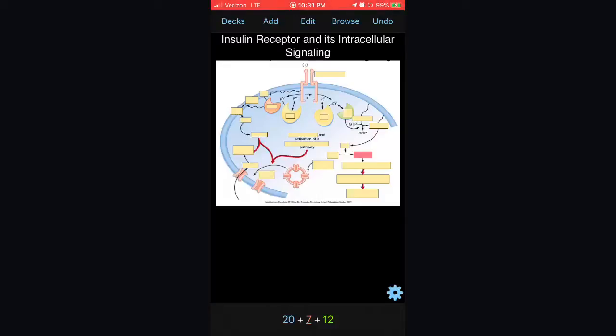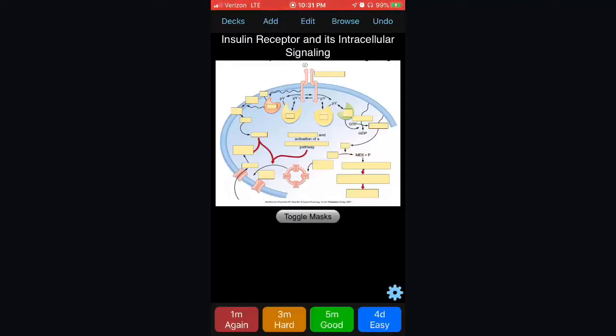Ooh, that's not the insulin receptor. Sorry, there we go. Okay, so how does insulin regulate glucose coming into the cell? Is that a glucose transporter? Could be an amino acid transporter. I don't know. What is that? All right, so that's insulin.